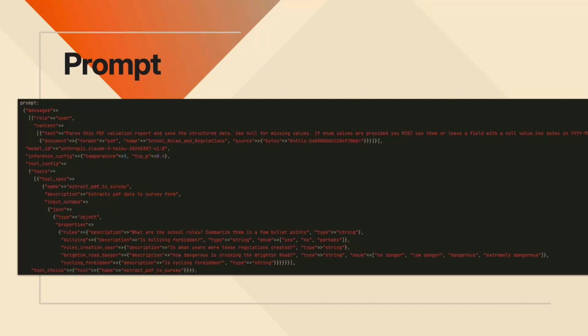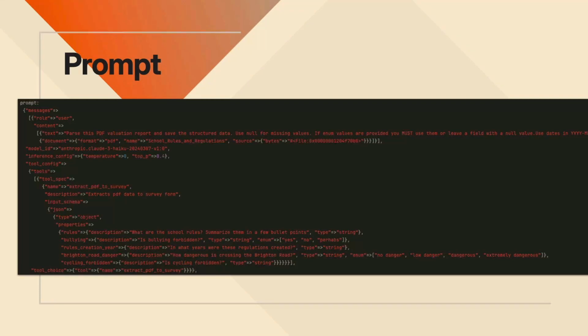Then we have bullying. Is bullying forbidden? Another string. It may consist of an enum with values yes, no, or perhaps. Rules creation year, and I'd like here a string, and the question is in what year were the regulations created.